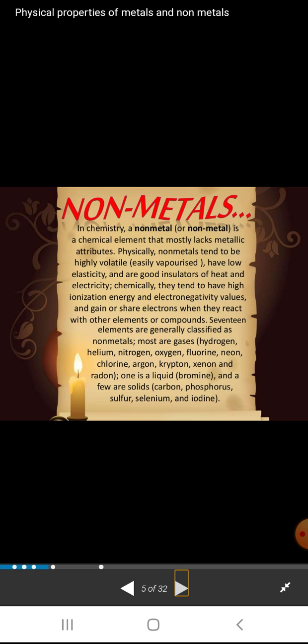Non-metals. In chemistry, a non-metal is a chemical element that mostly lacks metallic attributes. Physically, non-metals tend to be highly volatile, easily vaporized, have low elasticity and are good insulators of heat and electricity. Chemically, they tend to have high ionization energy and electronegativity values and gain or share electrons when they react with other elements or compounds. 17 elements are generally classified as nonmetals.